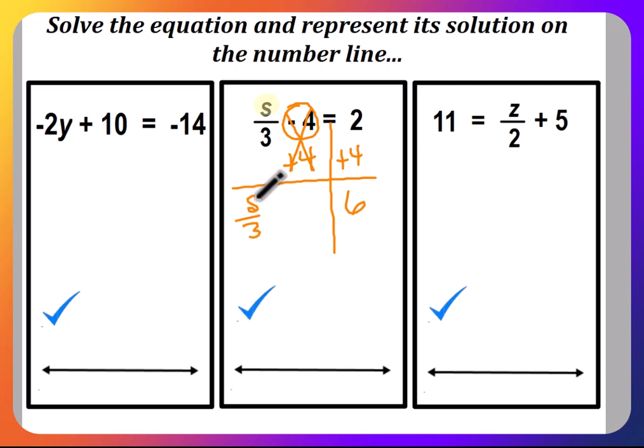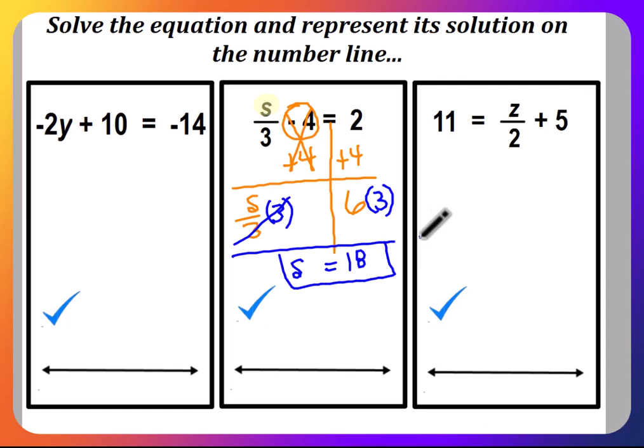Okay? S is still not isolated. S is now being divided by 3, so we need to do the opposite. And the opposite of dividing by 3 is what? Multiplying by 3. That's the inverse operation. What you do to one side, you do to the other side. So let's do the math. Here, our 3's simplify to 1, or just S, equals, and 6 times 3 is 18. So our answer is S equals 18.